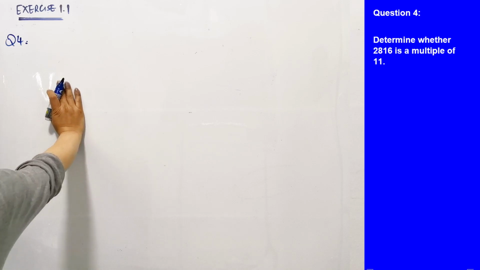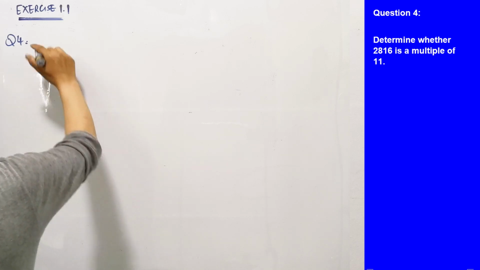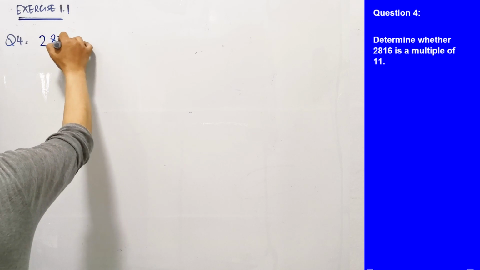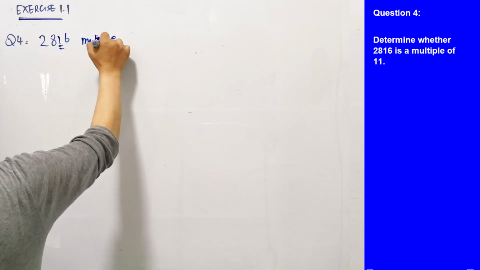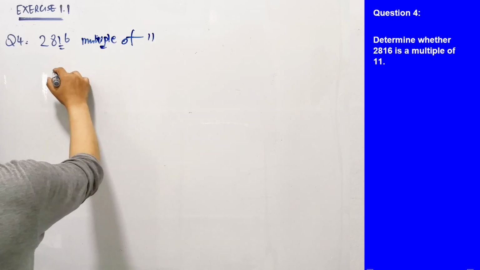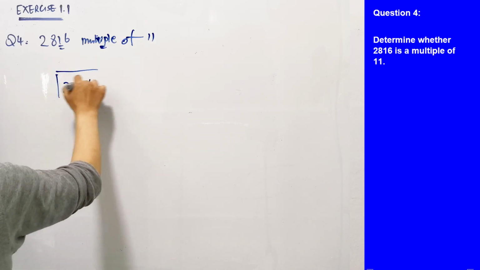Question 4 says, determine whether 2816 is a multiple of 11. Okay, so that's the same thing, right? It's a multiple. Now it's looking at the multiples of 11, so we just divide by 11.